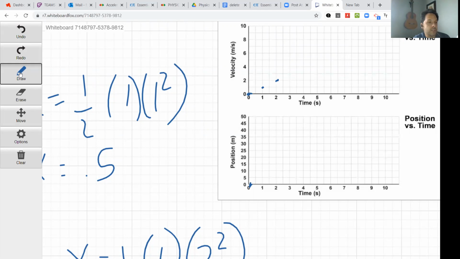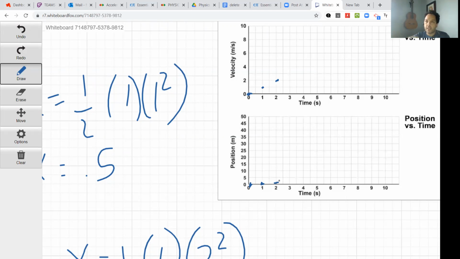Position starts at 0, 0, and I'm getting this from the graph, right? At time 1, position was 0.5. I'm going to estimate, it's very small. At time 2, I have a position of 2. That's kind of there. So you have to estimate a little bit.